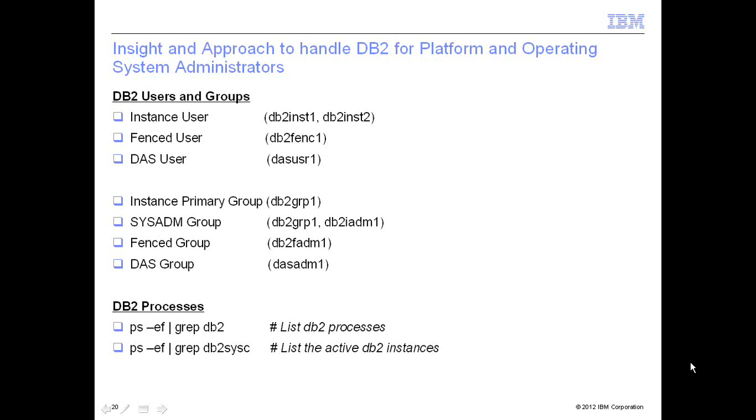So some of the important users are instance user, fenced user, DAS user. These three are the mandatory users that you require to specify when you install a DB2 system. Primary groups, instance primary group, you have your fenced group and the DAS group. These are three groups that you are required to specify while you are installing. Processes, if you want to have a look at what are the DB2 processes running in your system, ps -ef | grep db2. If you want to have a look at what are the active DB2 instances, just mention ps -ef | grep db2sysc. This is on Unix systems.